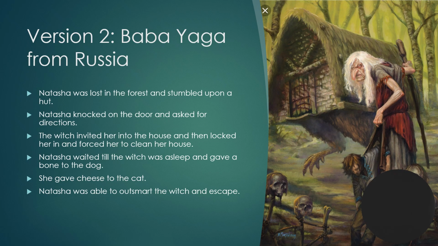Version 2 is Baba Yaga from Russia. So it starts out with a girl named Natasha who was lost in the forest and stumbled upon a hut. Natasha knocked on the door and asked for directions. The witch invited her into the house and then locked her in and forced her to clean her house. Natasha waited till the witch was asleep and gave a bone to the dog. She then gave cheese to the cat, and Natasha was able to outsmart the witch and escape.